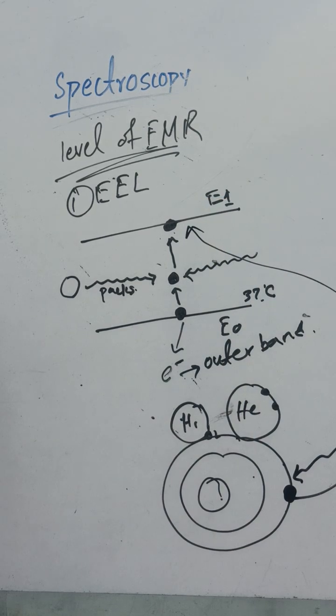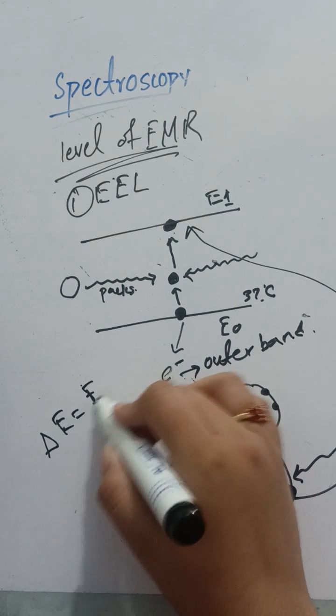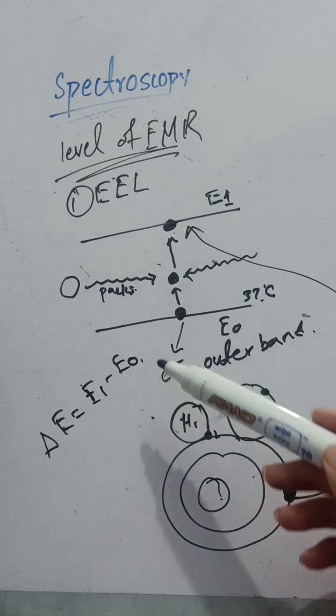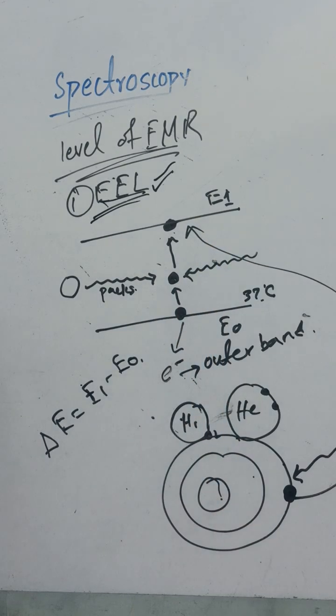So this is called electronic transition, in which the electronic transition equation is E1 minus E2. So it has the highest energy. This electronic energy level has the highest energy.